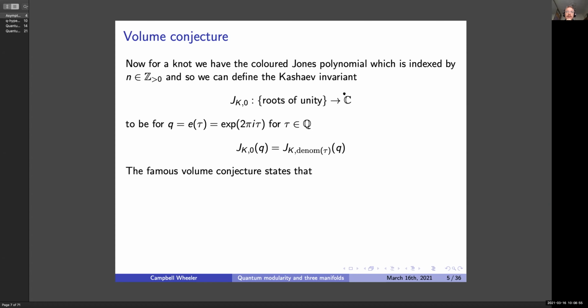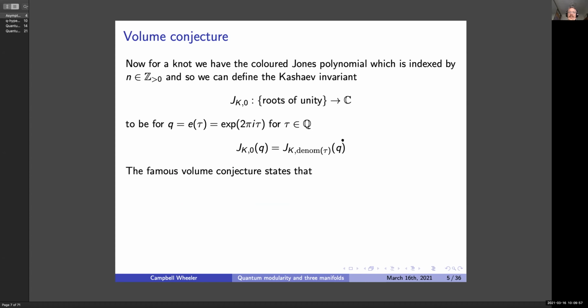For a knot, we have the colored Jones polynomial, which is an invariant indexed by natural numbers. For any natural number, it spits out a Laurent polynomial. Using this collection of invariants, we can define the so-called Kashaev invariant, which we think of as a function from roots of unity to C. It takes a root of unity q, which is e(tau), the exponential of 2 pi i times tau, for tau some rational number. We define the Kashaev invariant to be the colored Jones polynomial colored by the denominator of tau, evaluated at that root of unity. I'm just going to call this the zeroth color for fun. Okay, so this is how the Kashaev invariant is defined.